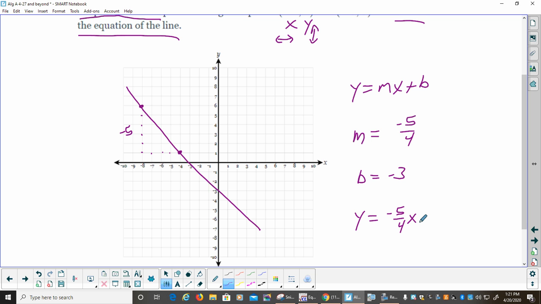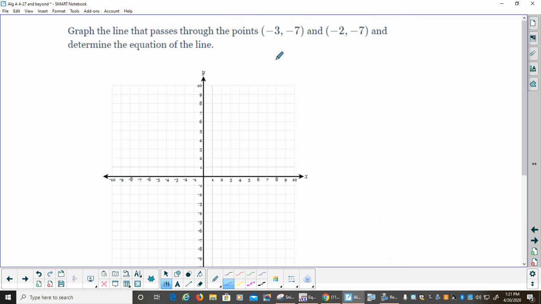-5/4 x minus 3. Remember, when you are typing this, you have to type the y also, you have to type the equal sign also. -5, then the slash symbol, on my keyboard it's above the 8. 4, then you have to hit the right arrow to arrow out of that fraction to bring the x up, and then the -3. Okay, that's all you guys need to do. Plot the point so it draws the line. Write your slope and your y-intercept, and write the equation.